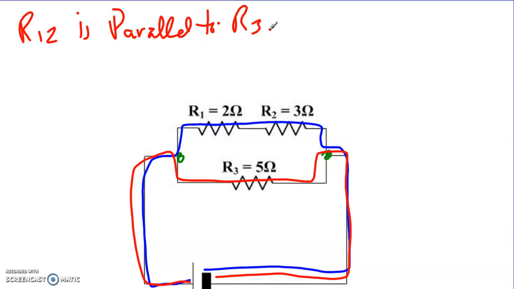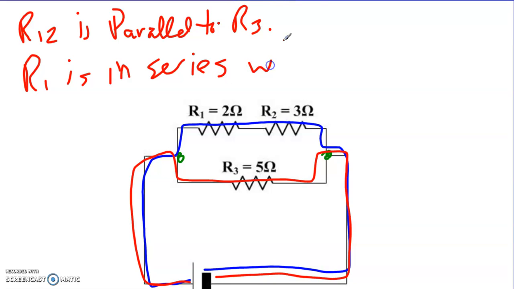But what else we should find out here is on that blue line, we didn't have a break in our pathway. If we don't have a break in our pathway, that means that R1 is in series with R2. And that's all we really need to know in order to solve this.